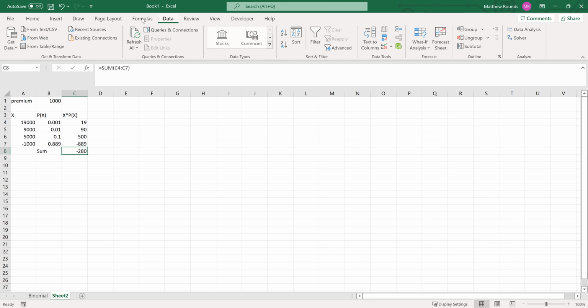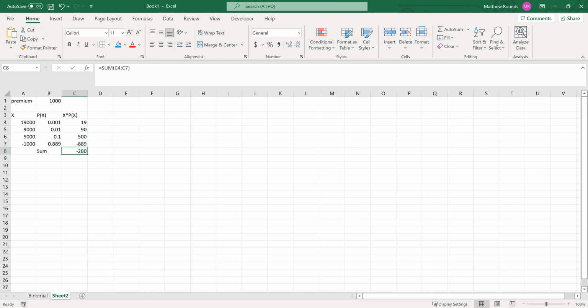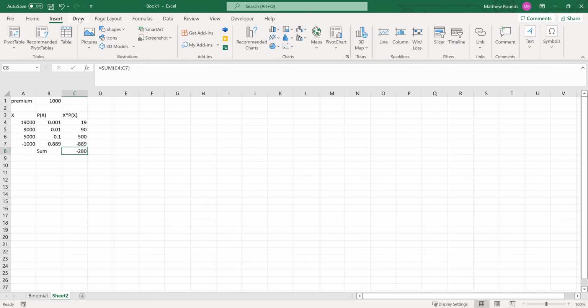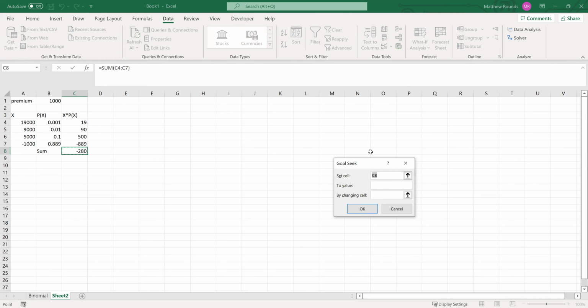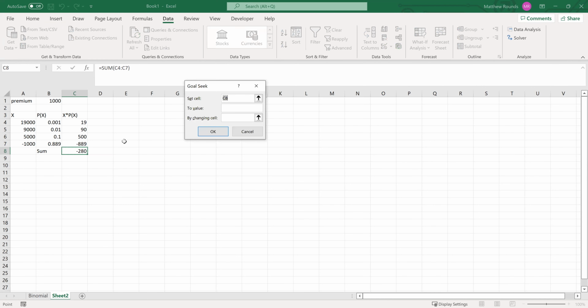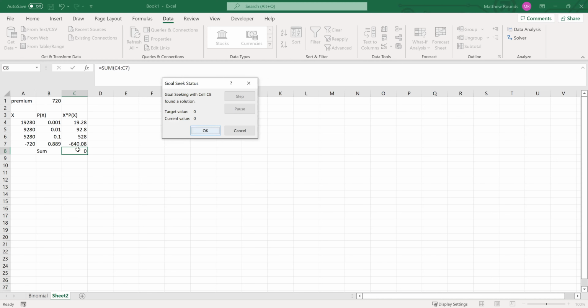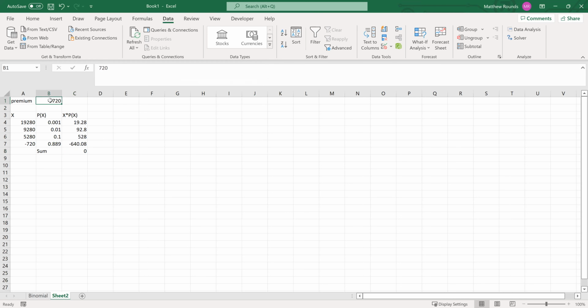So there's this thing called goal seek. Let me find it here. Analyze data. No. Okay, here it is. What-if analysis, goal seek. And this is really cool. I've used this on a personal level a bunch. So we want to set this cell, we want that cell to be 0, and we want to change this cell right here. Okay, I'm going to hit enter. There it is. It's magic. Oh, so it figured it out. Yes.